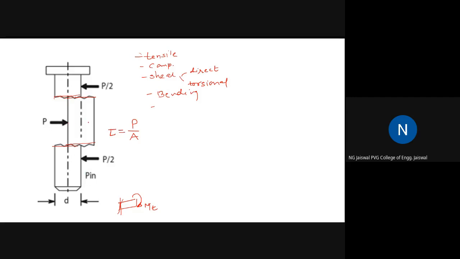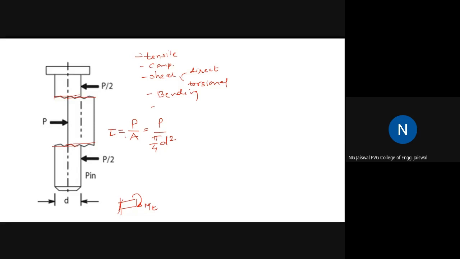The load is the force, divided by the cross-section area. So tau is equal to force P divided by pi by 4 d square, where d is the diameter of this pin. Now I am talking in design terms: the likely failure in the component is the shear failure, direct shear failure.